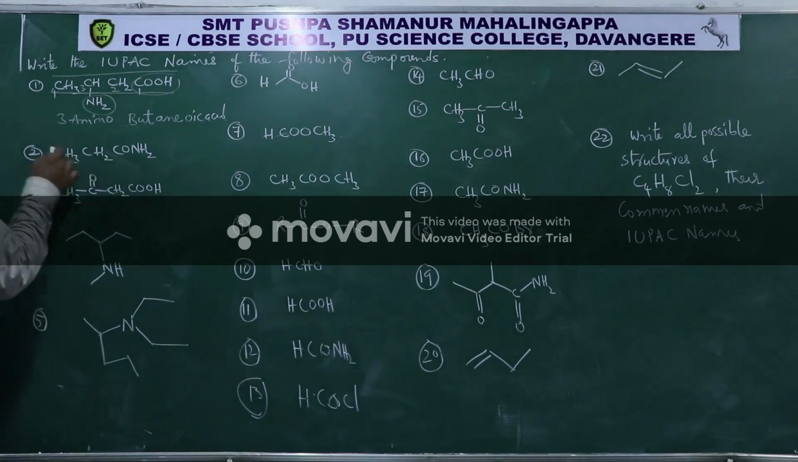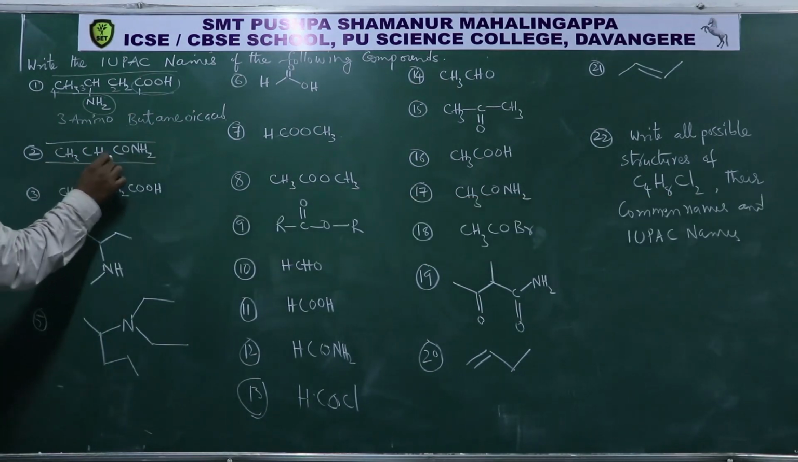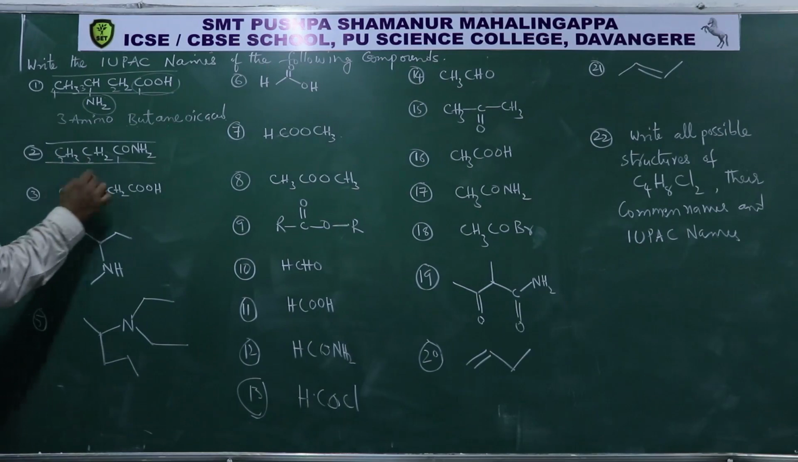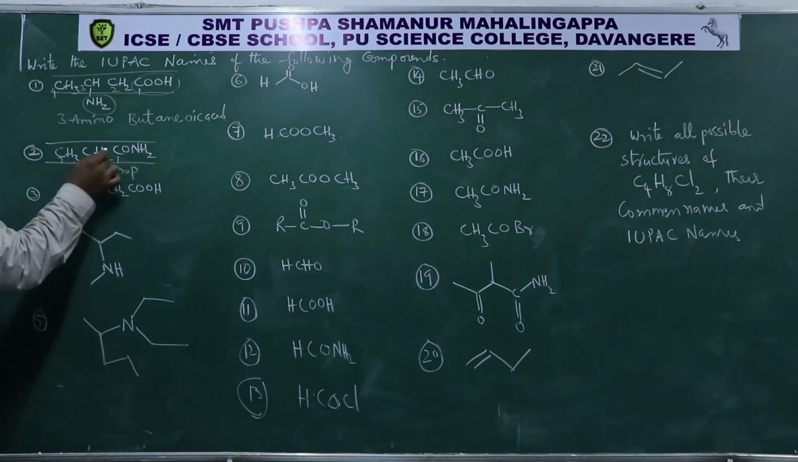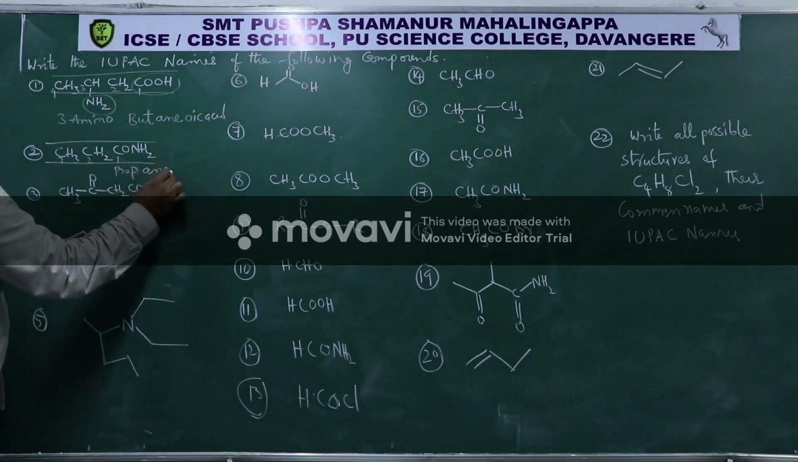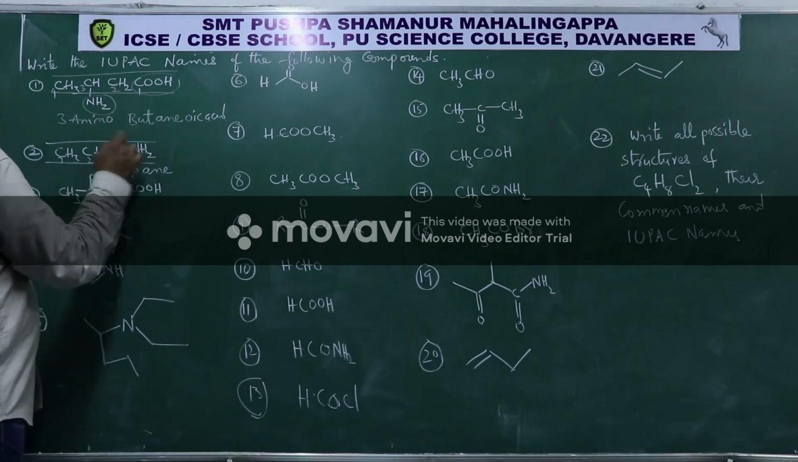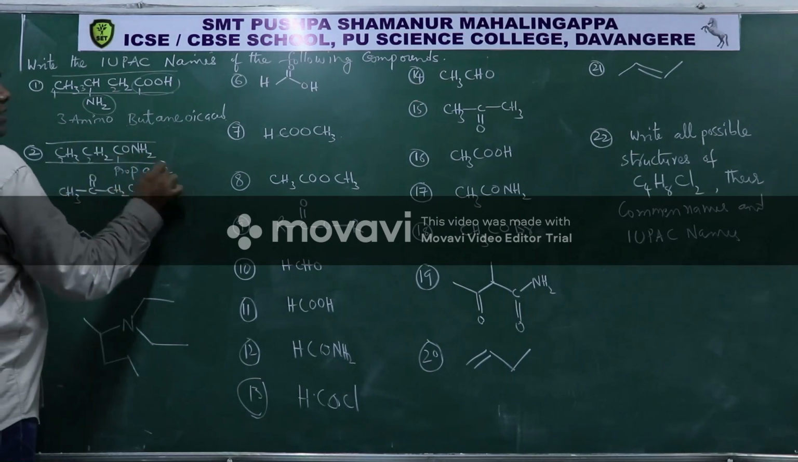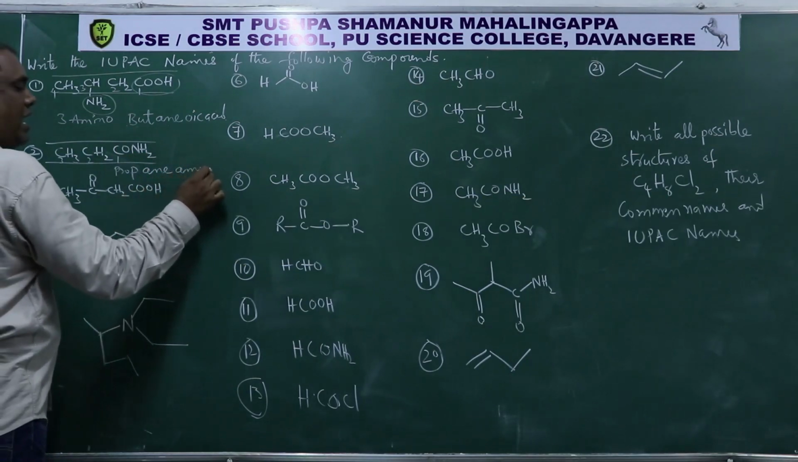Now this one, there are no side chains. So this is the main chain. Now it has 3 carbons, 1, 2, 3. So the root word is prop. Between all the carbons, the bond is a single bond. Therefore, the primary suffix is ane. And the functional group is amide. So propane, if CONH2 is there, the secondary suffix is amide. Propane amide.